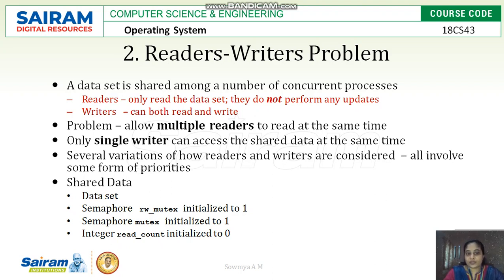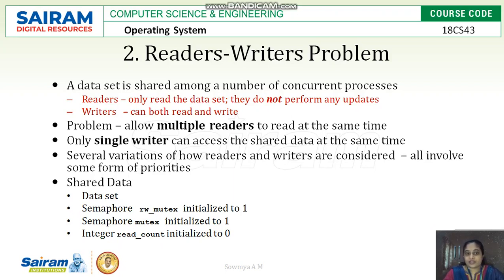The only task of readers is to read the data set. They will not perform any updation. A writer can read the file and update the file. This is the task of the writer. So the problem here is you can allow multiple readers to read the data at once, but you are not supposed to allow more than one writer to update the data. Only a single writer can access the shared data at the same time.